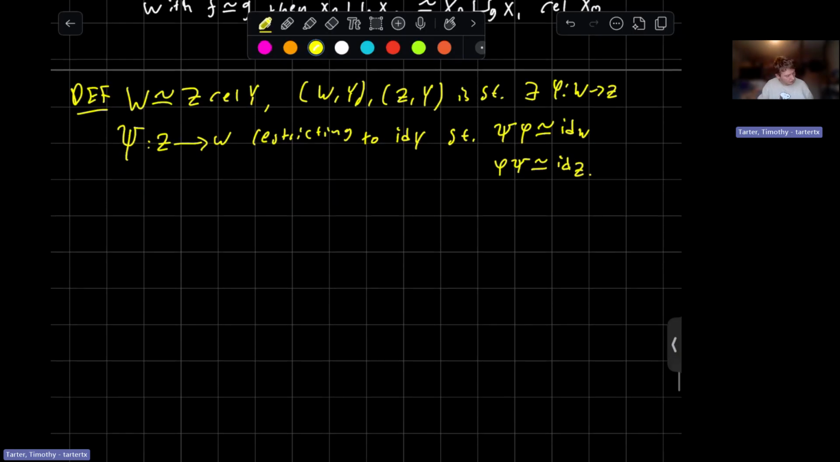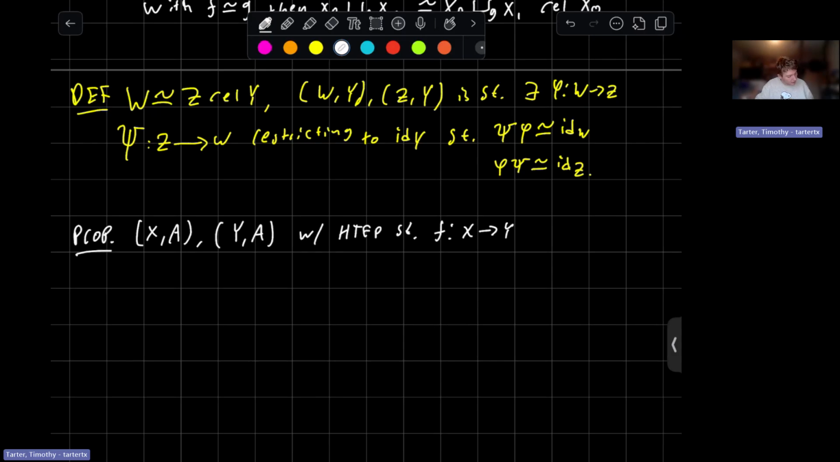And then, yeah, the next proposition is let's have pairs with the homotopy extension property such that f from X to Y is a homotopy equivalence with f restricted to A equal to the identity on A. Then f is a homotopy equivalence relative to A.